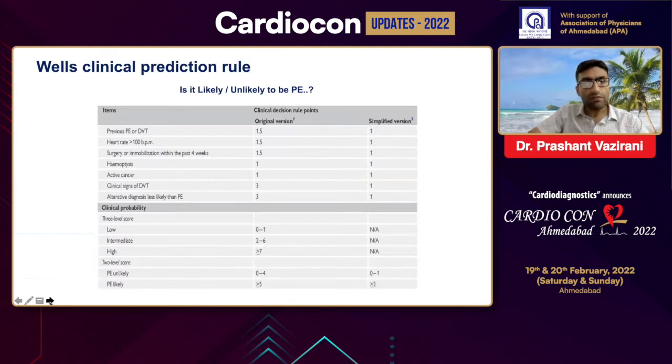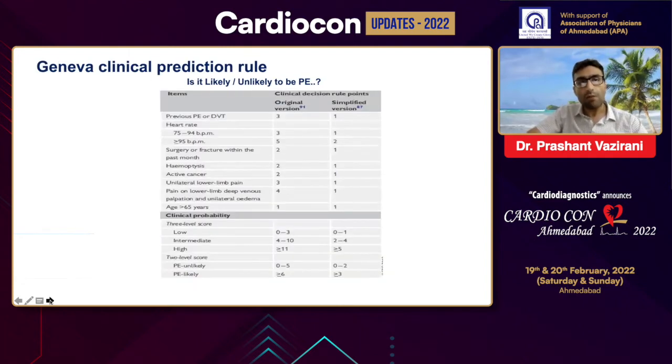So everybody knows this Wells clinical prediction rule. I'm not going to go through it, but only the simplified version, in which the score is more than 2 out of 7. If the score is more than 2, then pulmonary embolism is likely. Also, the common Geneva clinical prediction rule: if the score is more than 3 in the simplified version, then pulmonary embolism is likely.